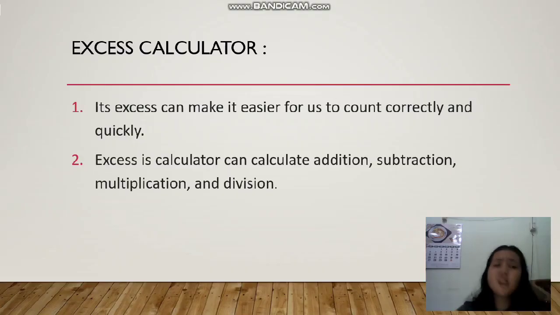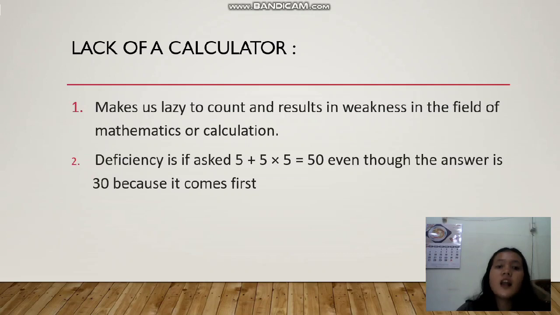Okay, the next is the advantages of a calculator. 1. It can make it easier for us to count correctly and quickly. 2. A calculator can calculate addition, subtraction, multiplication, and division. Disadvantages of a calculator. 1. It makes us lazy to count and results in weakness in the field of mathematics or calculation. 2. Division is wrong, if asked 5 plus 5 times 5 it gives 50, even though the answer is 30, because multiplication comes first.